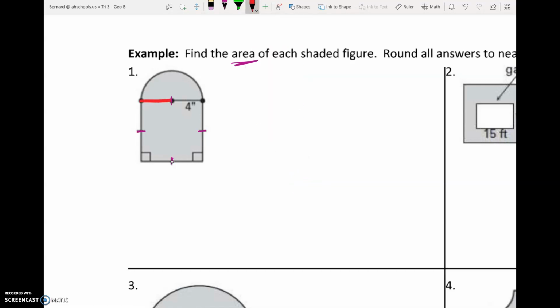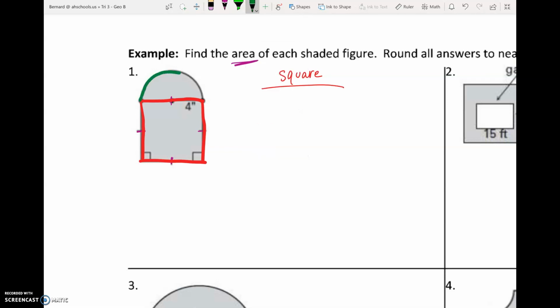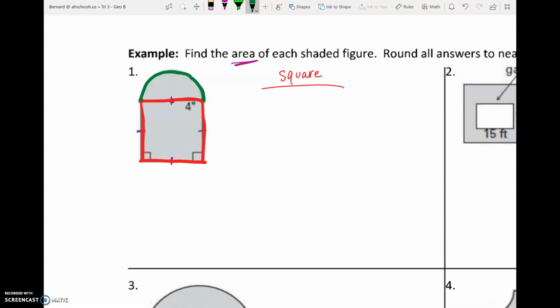All right, so here we go. Here's our two shapes. The one in red, because all 4 sides are the same, is a square. So I'll write that over here. We need to find the area of the square. Now, the shape in green is kind of like a circle, except it's a half circle, which matters, right? And so I'm going to write that here, half circle.